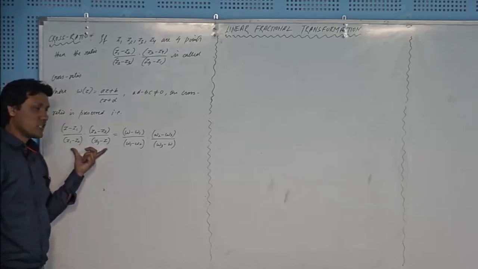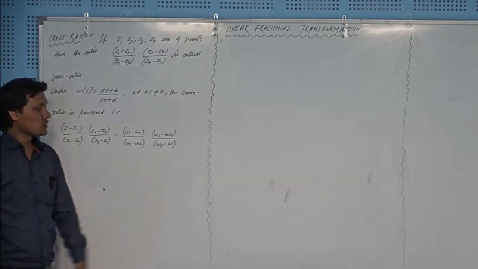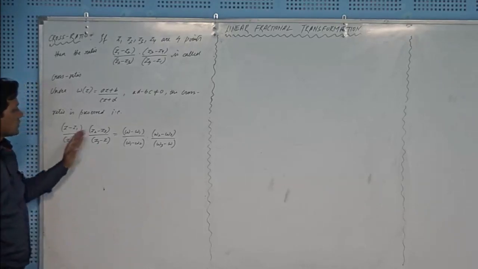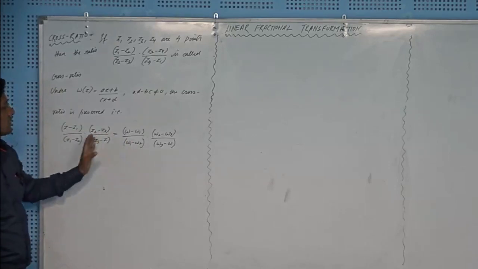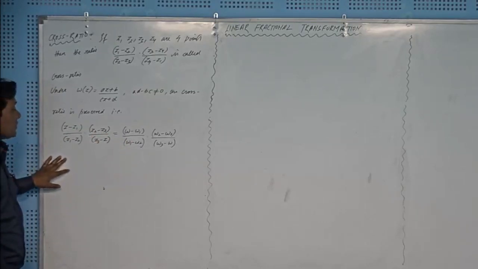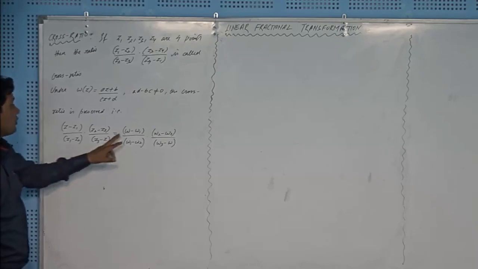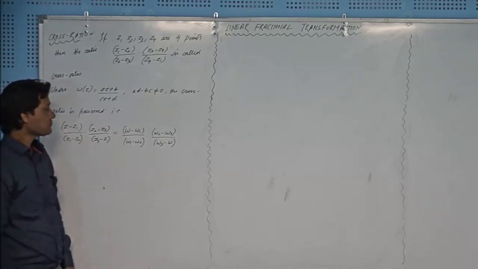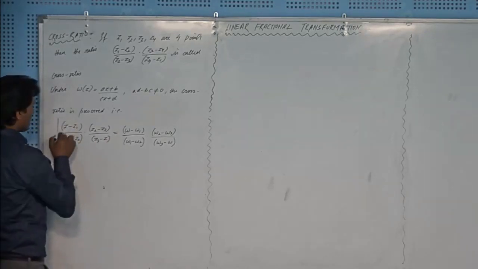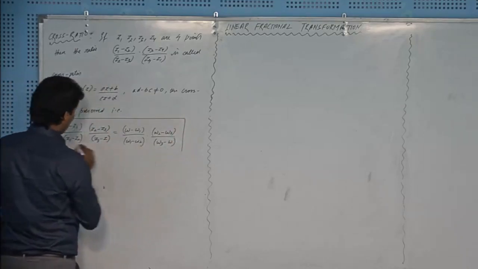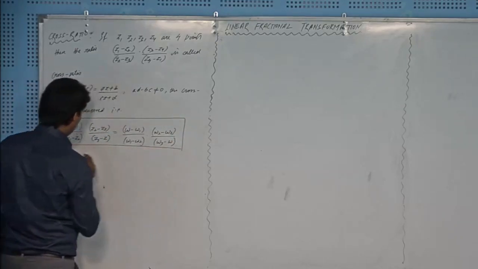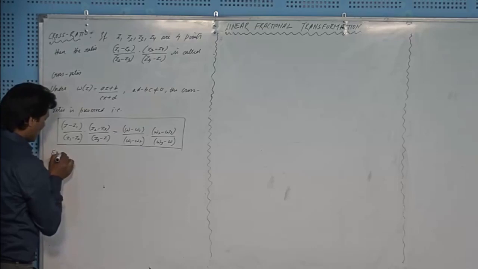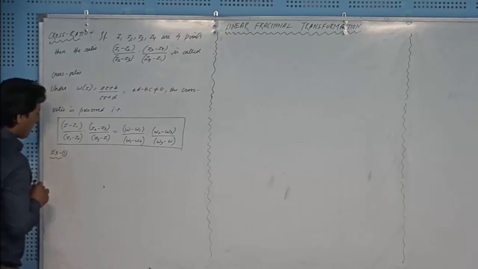This is the cross ratio for the z plane, this is the cross ratio for the W plane, and since the cross ratio is preserved they must be equal, and using this relationship we can find W in terms of z. Okay, so this will be used in examples. I will start with example number 1.